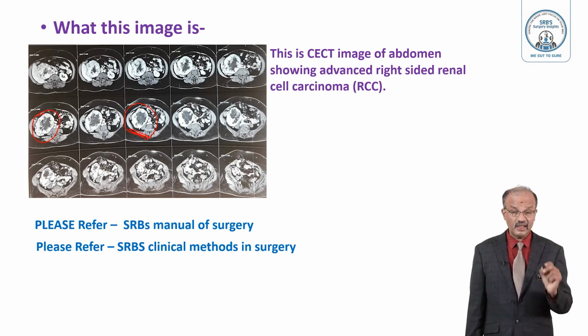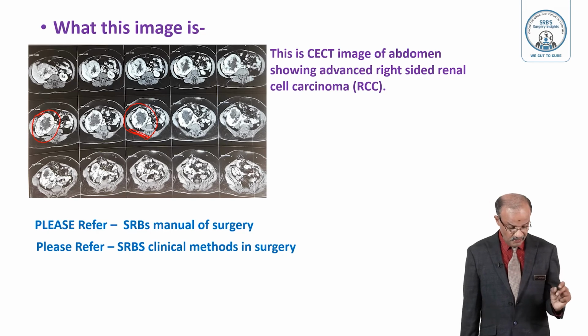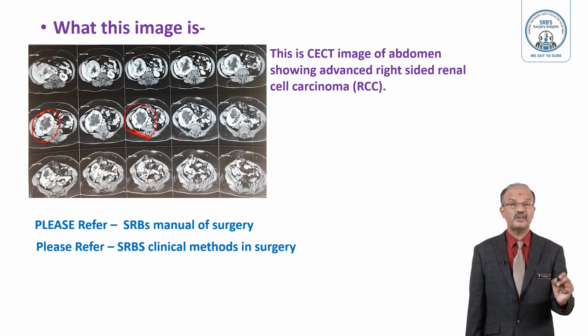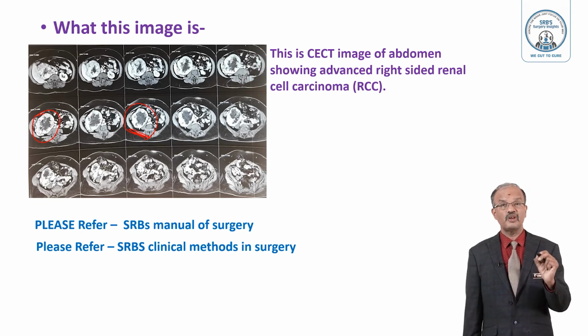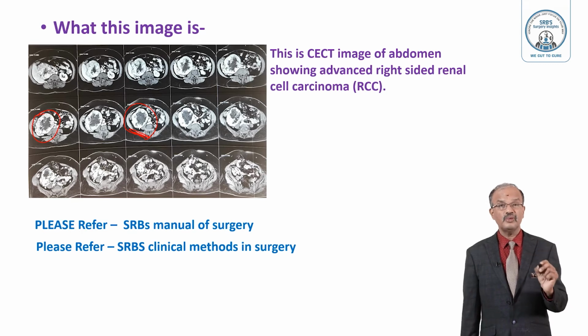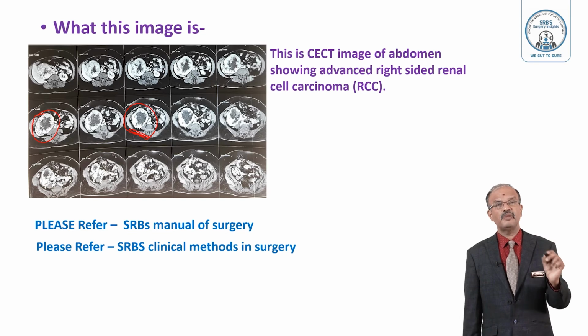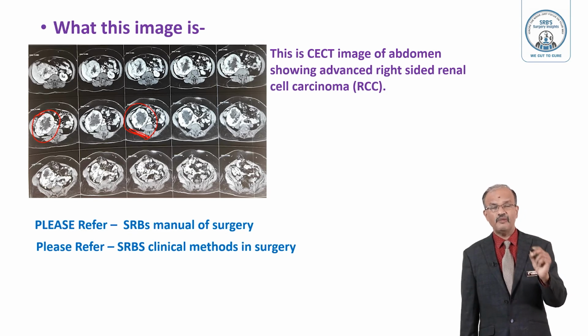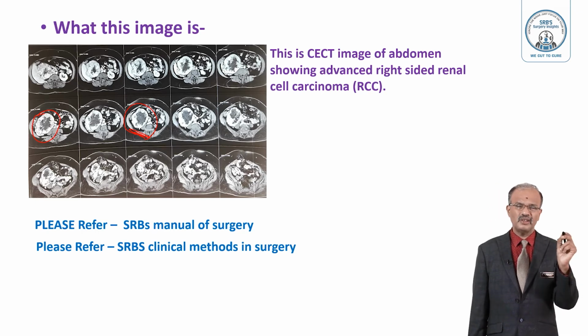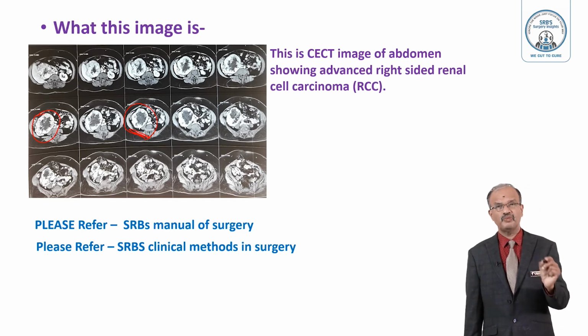So here it is RCC, renal cell carcinoma, in the right kidney, a rather large, advanced one. We cannot do nephron sparing nephrectomy; you have to do radical nephrectomy. The main treatment for this condition is radical nephrectomy, because it is a very large tumor, and other adjuvant therapies are not much useful.